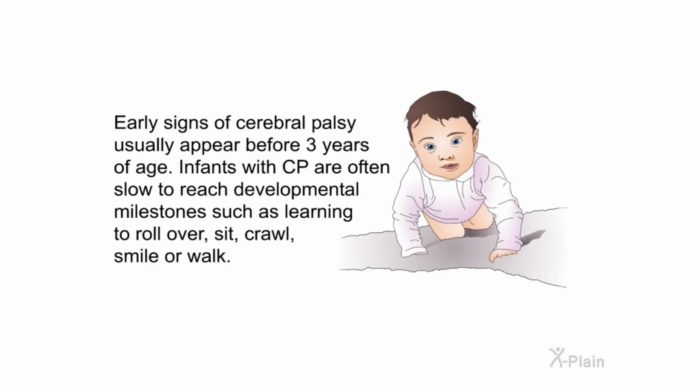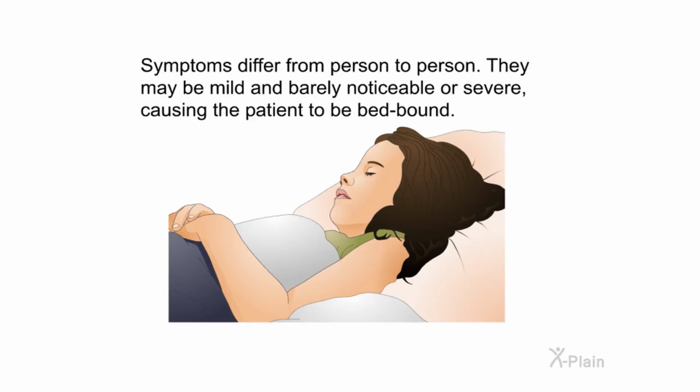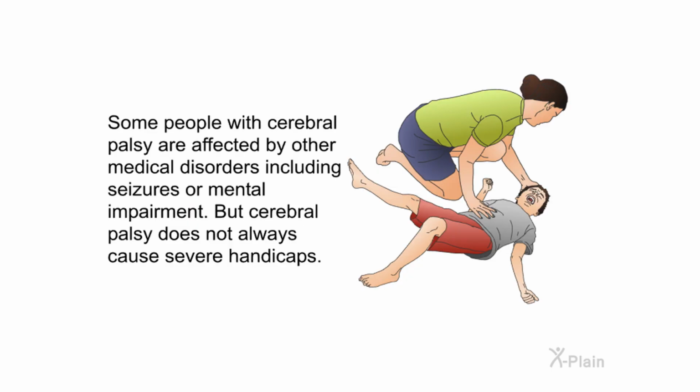Early signs of cerebral palsy usually appear before 3 years of age. Infants with CP are often slow to reach developmental milestones such as learning to roll over, sit, crawl, smile, or walk. Symptoms differ from person to person. They may be mild and barely noticeable, or severe, causing the patient to be bedbound. Some people with cerebral palsy are affected by other medical disorders, including seizures or mental impairment, but cerebral palsy does not always cause severe handicaps.